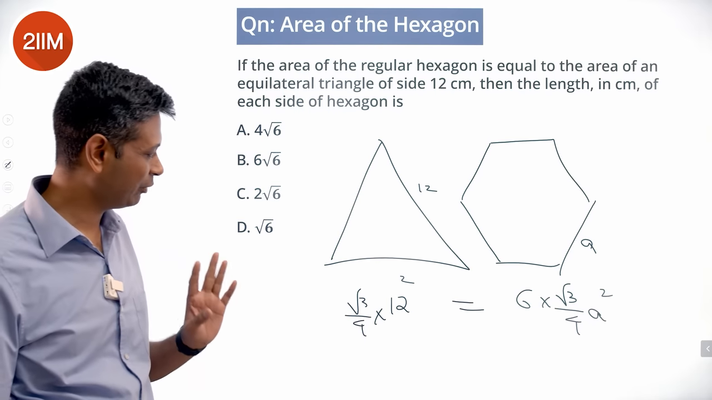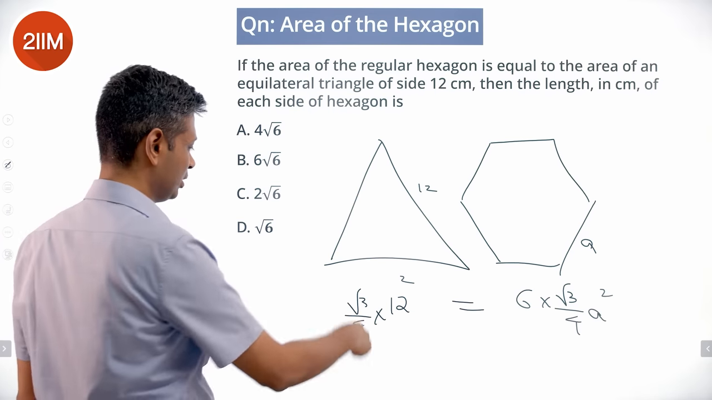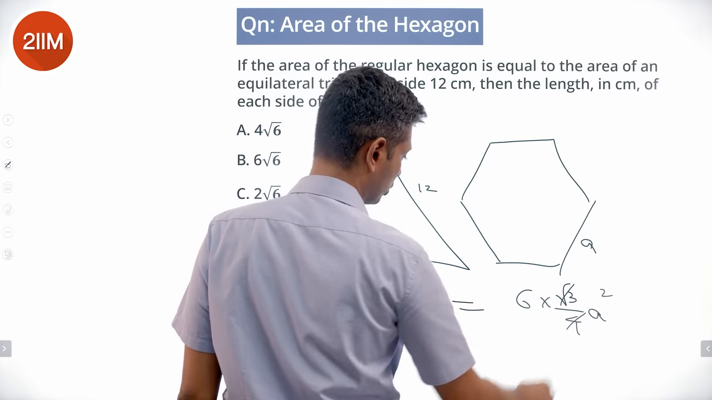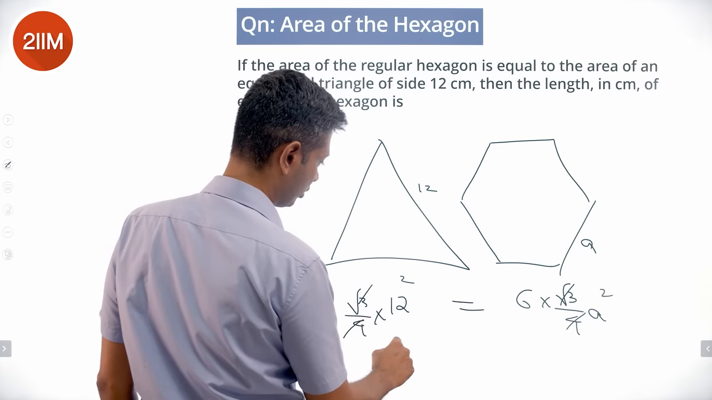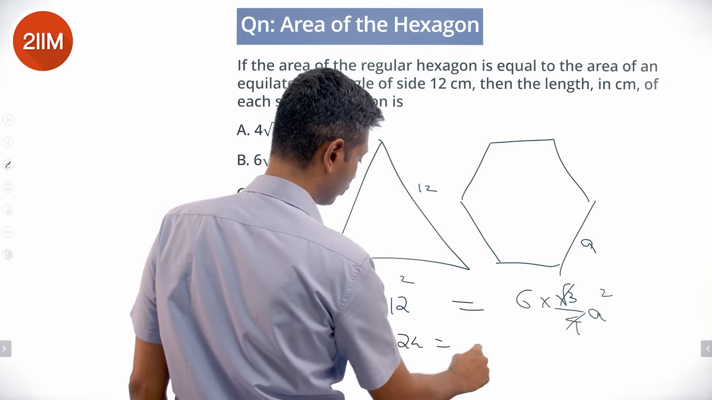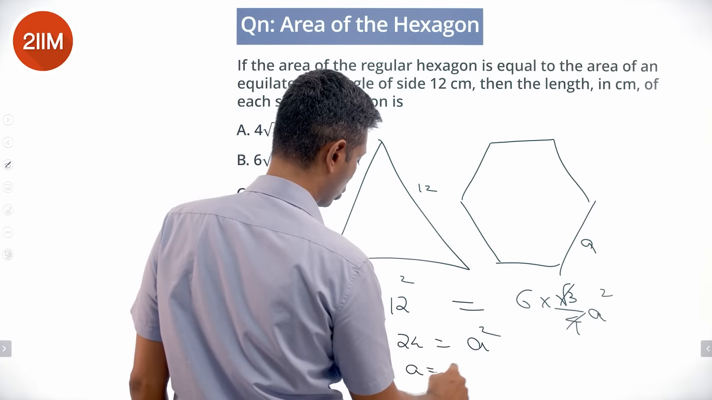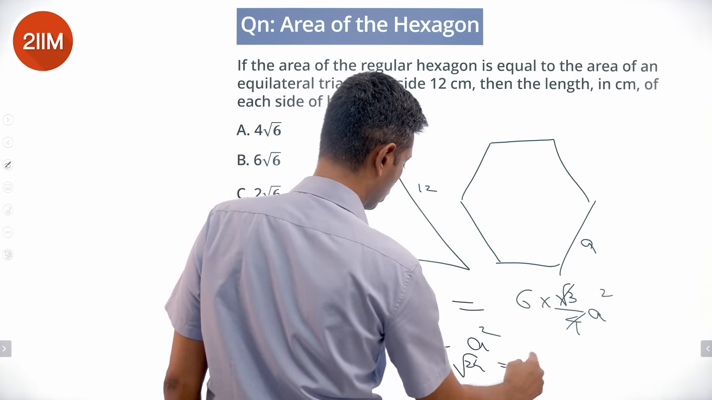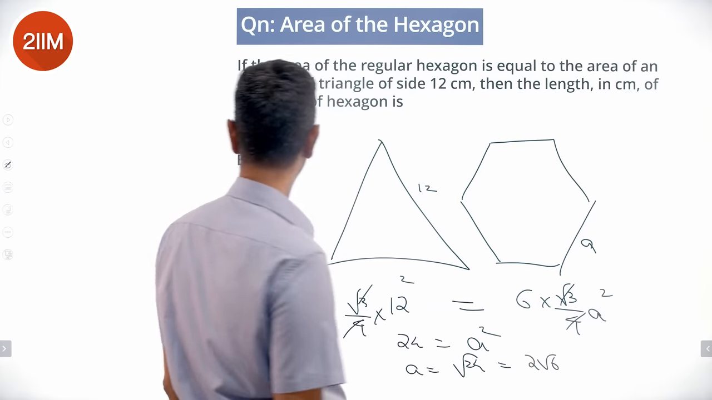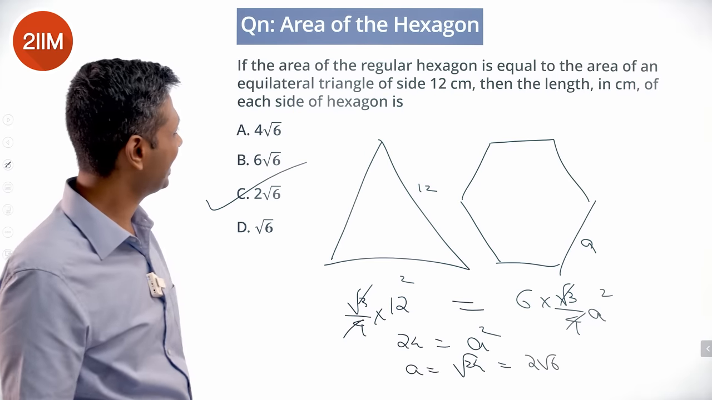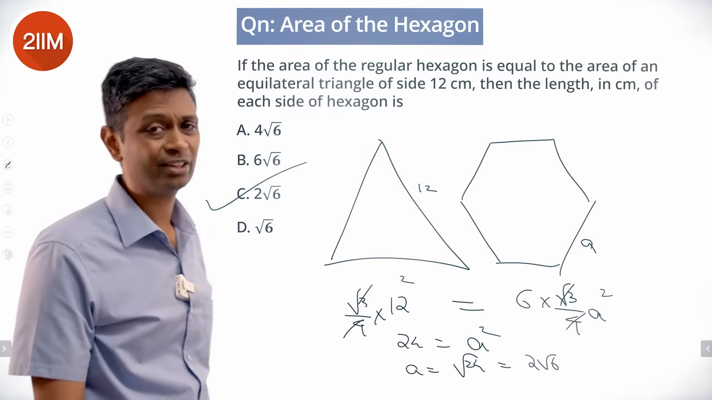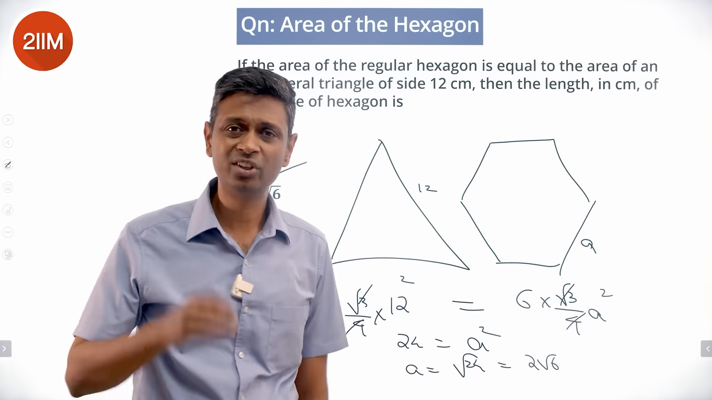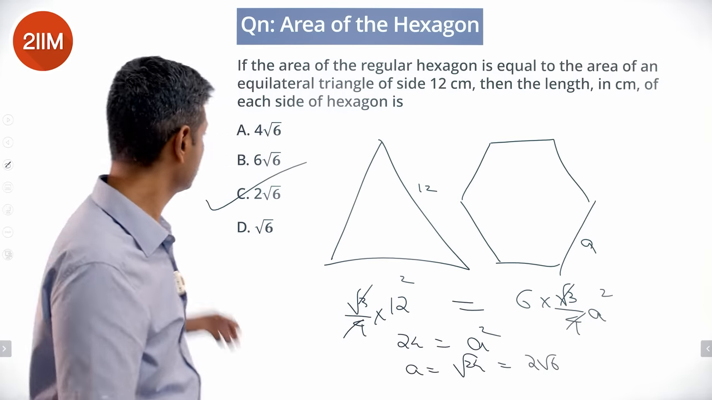And patently, a very regular question. So, this root 3 by 4, root 3 by 4 gets knocked off. 144 by 6 is 24 equals A square. A is root of 24. You can extract a 4 outside, 2 root 6. That is there, we are through. Then the length in centimeters of each side of the regular hexagon is 2 root 6. A regular hexagon is 6 equilateral triangles. That's it, done.